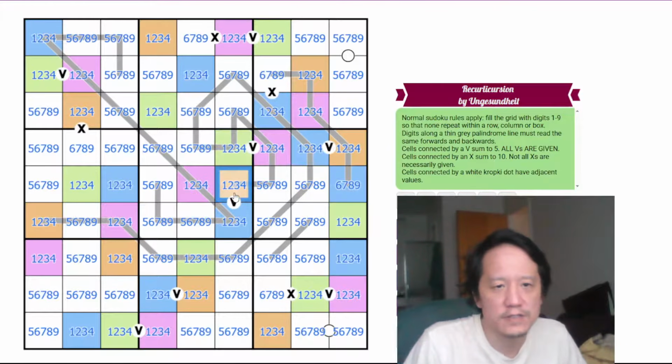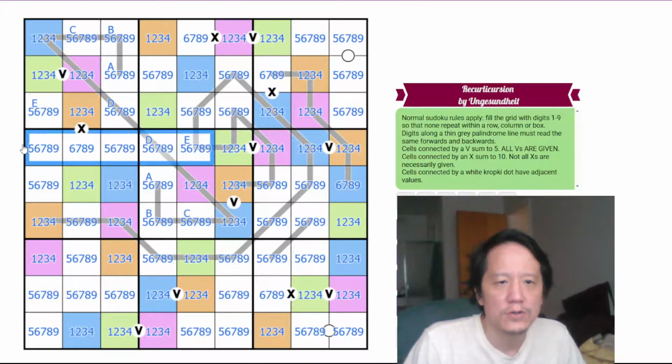Okay, these colorings are good. Let's start labeling letter-wise what these palindromes are. So we're gonna make this A, B, C, and D. This is A, this is B, this is C, and this is D. So this has to be E. E is also here. Where is E in this left central box? Cannot be here, so this must be E here.